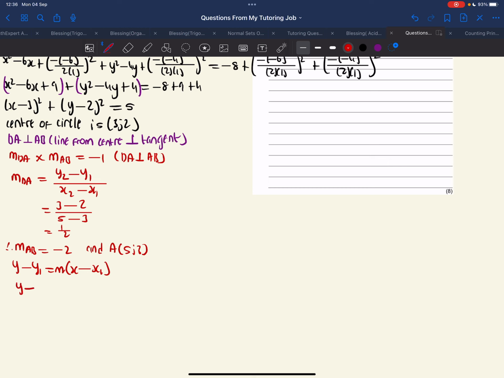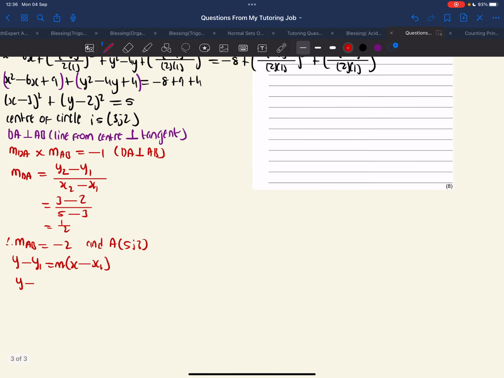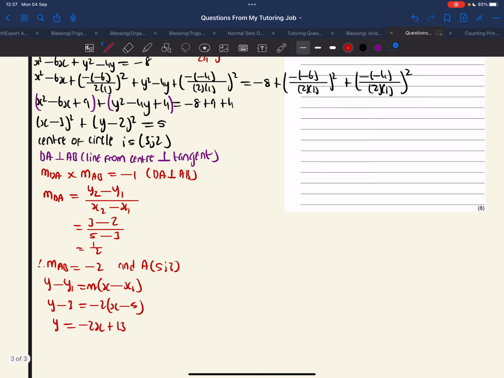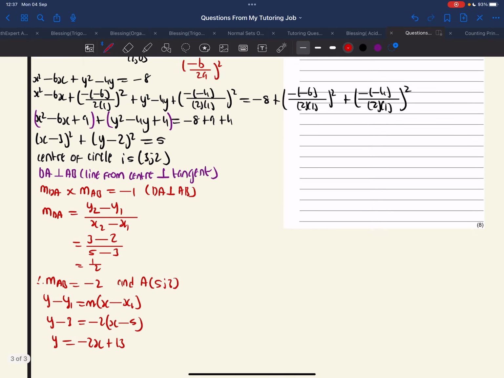So I'm going to say y minus 3 equals minus 2 times x minus 5. So basically that equation is given as y equals minus 2x, so minus 2 times minus 5, then plus the 3 over there, so it's going to be plus 13. All right, so now I have found the equation of line AB.